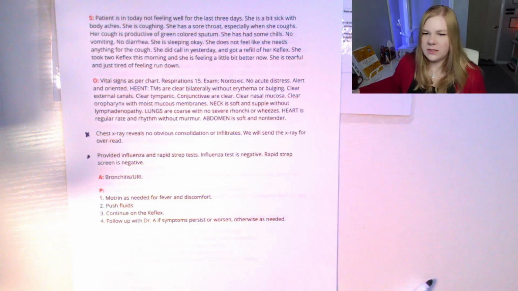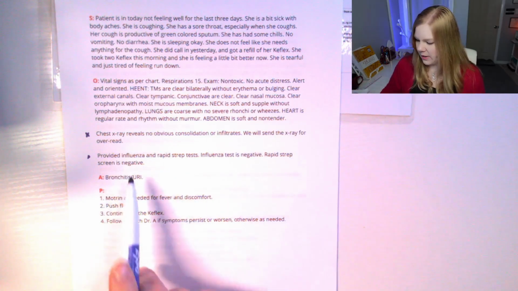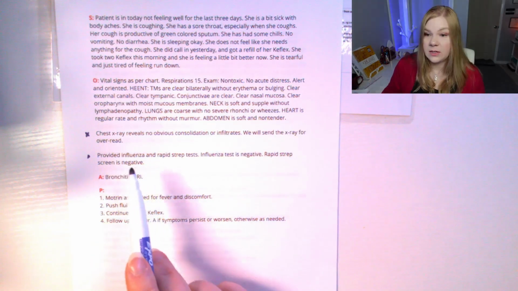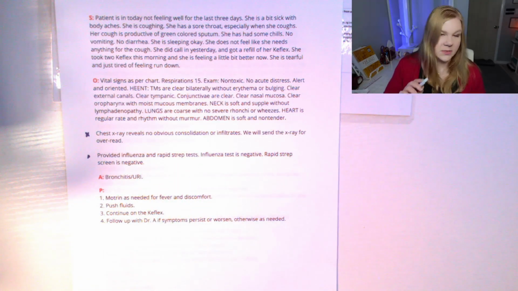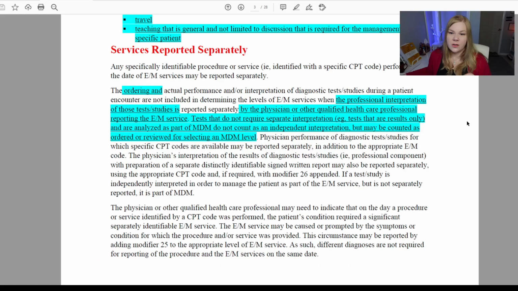So one of the things I kind of want to talk about, because we've got these point of care tests, we've got this influenza and rapid strep. Let's go back now to what our guidelines specifically say on this. It says here, the ordering and actual performance and or interpretation of diagnostic tests and studies during a patient encounter are not included in determining the levels of E&M service when the professional interpretation of those tests or studies is reported separately by the physician or qualified healthcare professional that's reporting the E&M.